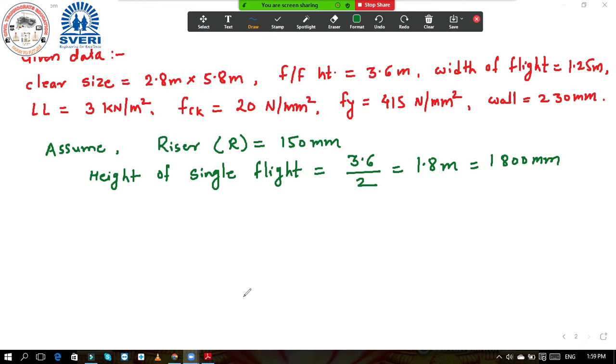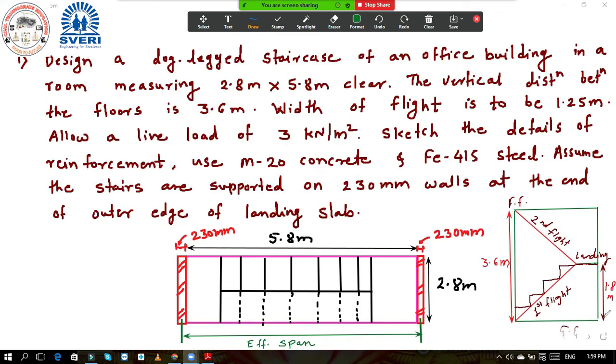Now see, we want to calculate the number of risers in a single flight. So how many risers are required in a single flight, that we want to calculate. So how are we going to calculate that? What is the total vertical distance? The total distance is 1.8 meter, 1800.